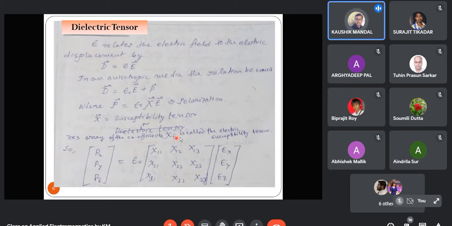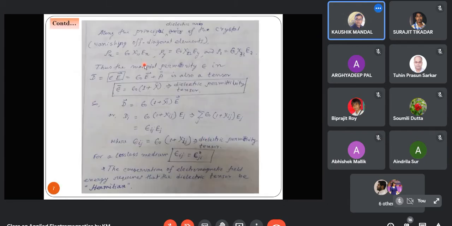The coefficient xi ij, that is within this matrix, these are basically called the electric susceptibility tensor. So this is the electric susceptibility tensor, that is a 3 cross 3 matrix. Now, if we vanish the off-diagonal elements, then from the previous matrix we can write down that Px equal to this one, Py equal to this one, and Pz equal to this one.